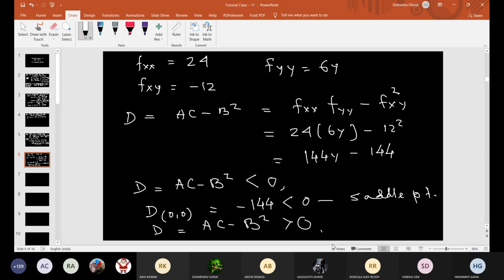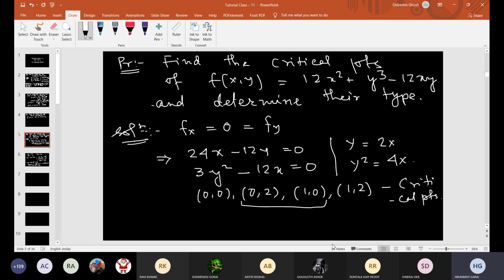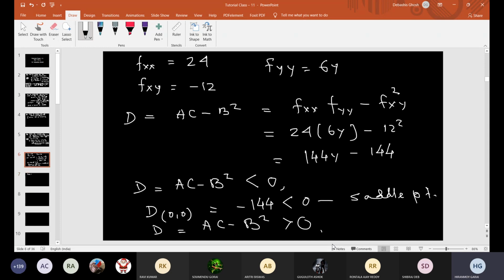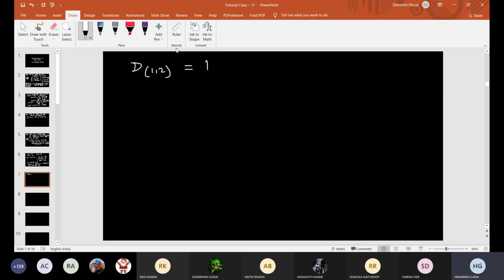So we have already considered this 0 0. We have another point, that is 1 2. So for D, 0 0 is a saddle point, and 1 2 is the minimum point. So how much are you getting there? Y is 2, so it comes to 144 again.